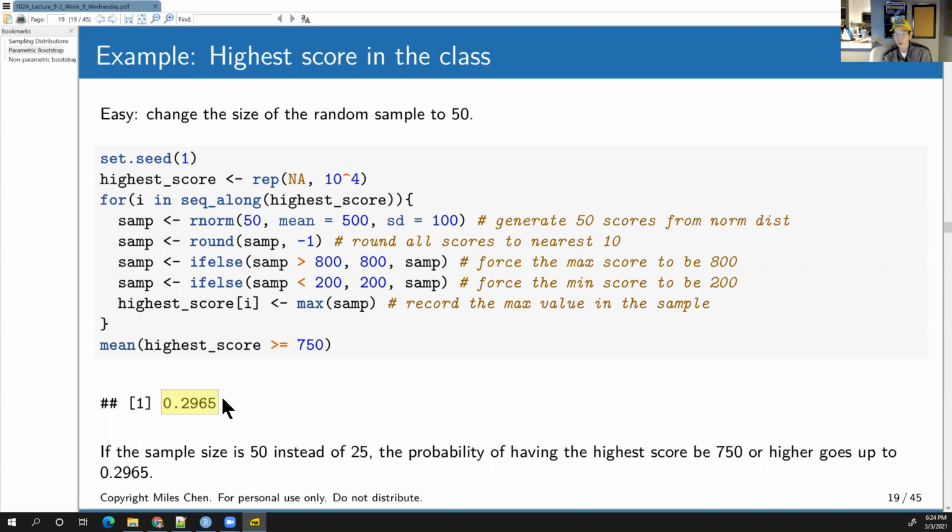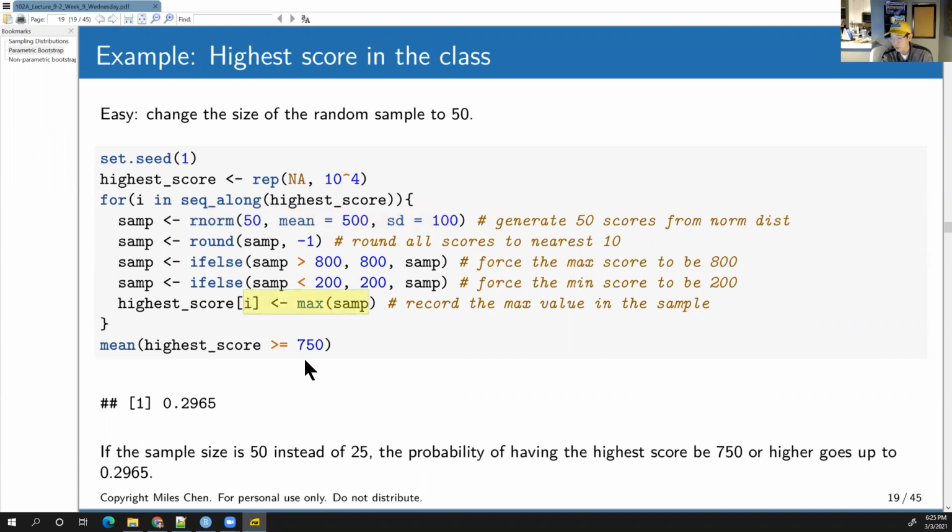So if you have a random sample of 50 students, the probability that the highest score is over 750 jumps up to around 0.2965. This is the beauty and the power of the parametric bootstrap. I think the process is rather straightforward. You just say, I think this is what my population looks like, and I draw random values from my population as my sample, and then I calculate whatever statistic I'm interested in.